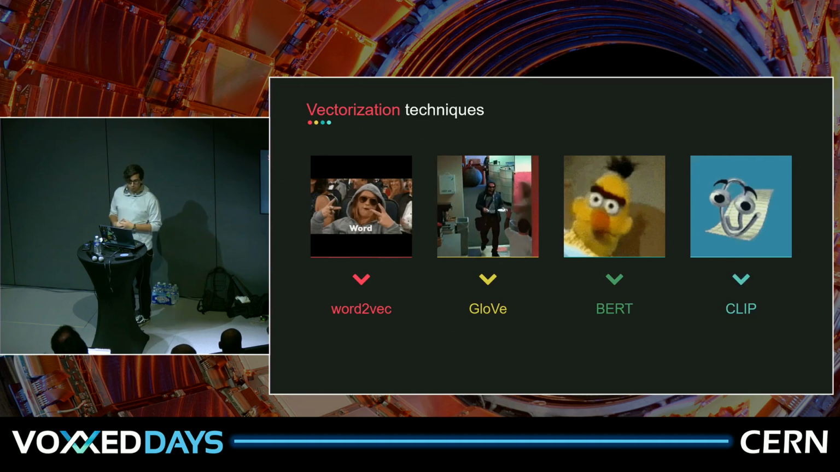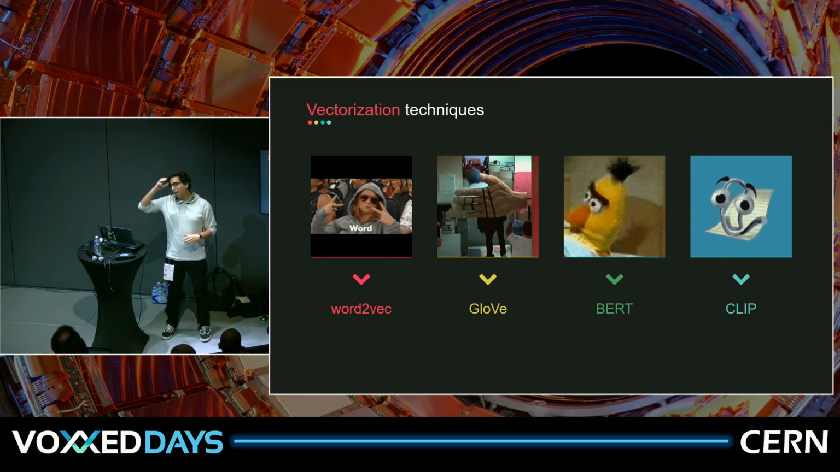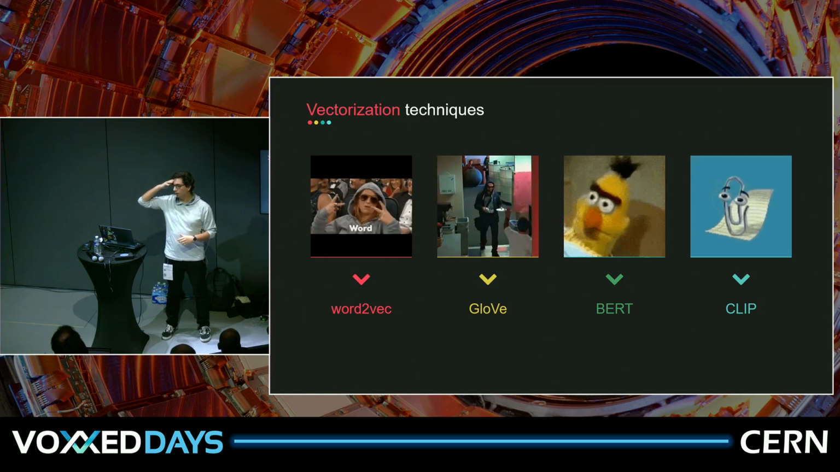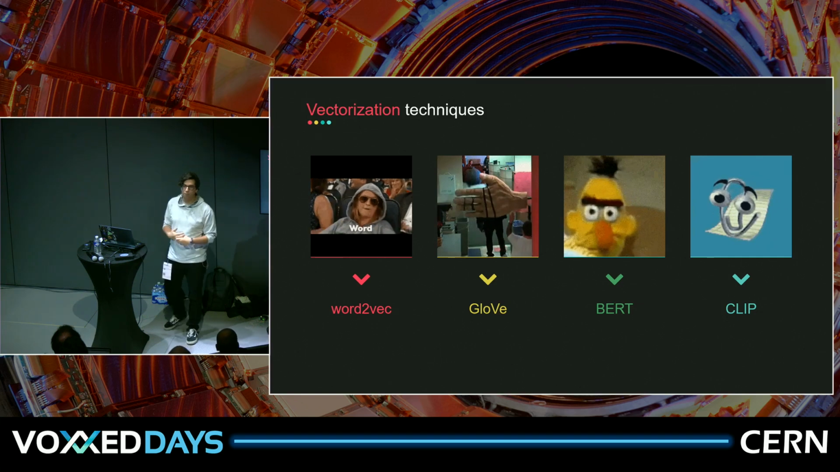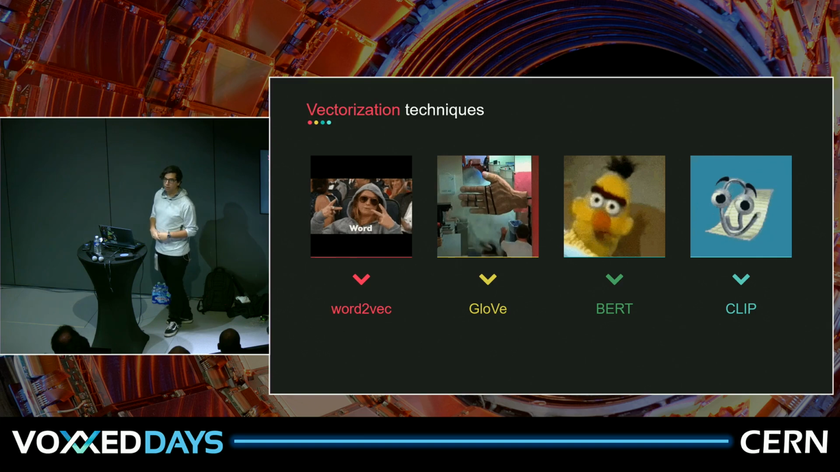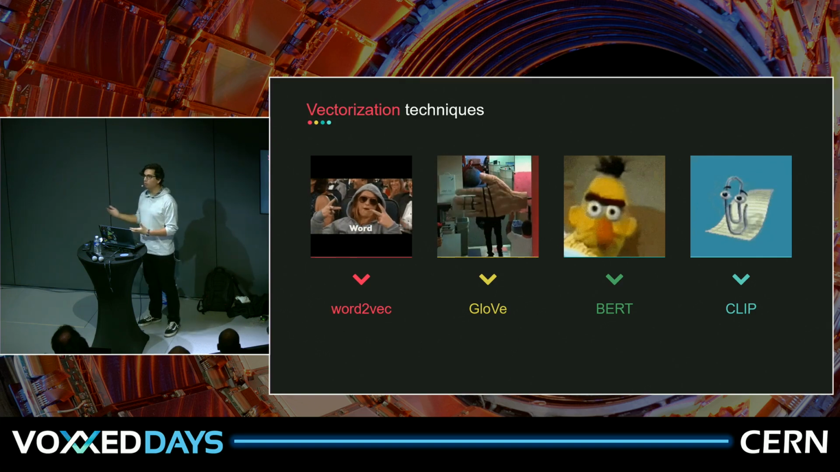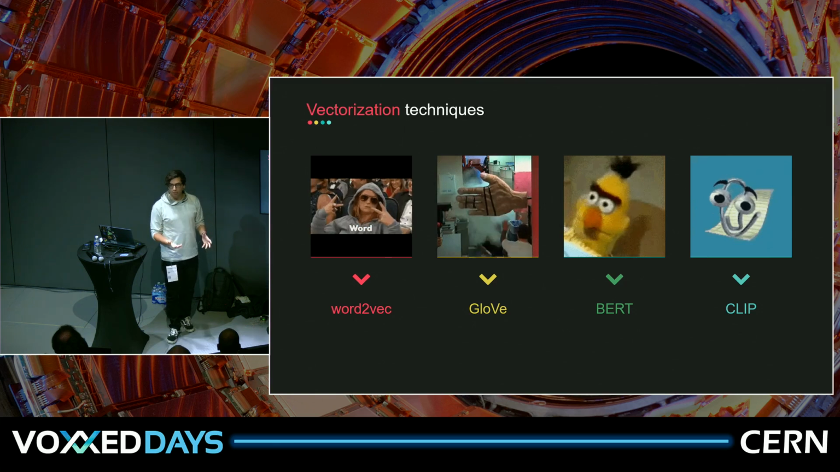The first one was Word2Vec, 2013, released by Google. And Word2Vec worked okay, but it had a big problem. It didn't really understand context. So a word with different meanings would always have the same vectorization, which kind of makes it almost useless, you could say. GloVe, released a couple years later, had the same issue.